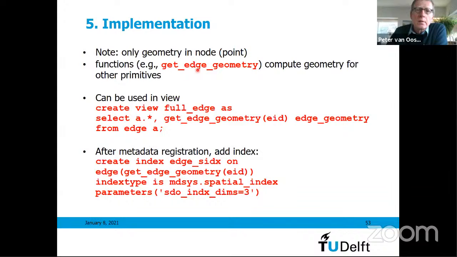So we define a function to compute the geometry of the primitives, and we define views on top of the tables we have that virtually add the geometry. For example, here we have the edge. We call that view the full edge. It selects everything from the edge, but also the computed edge geometry. It calls this as geometry, a line segment.